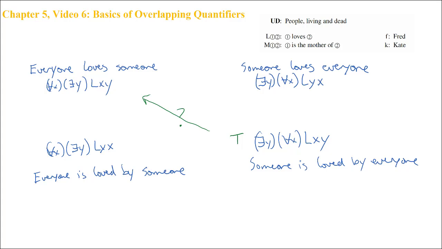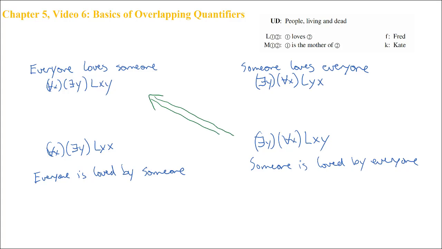What about everyone loves someone? Well, that would have to be true as well, right? If there's one person that we all love, then we're all loving at least one person, namely that lucky, very loved person. So we do have an implication from the lower right to the upper left.